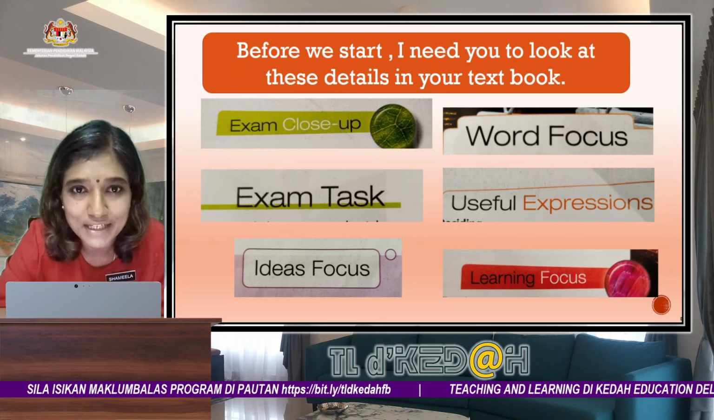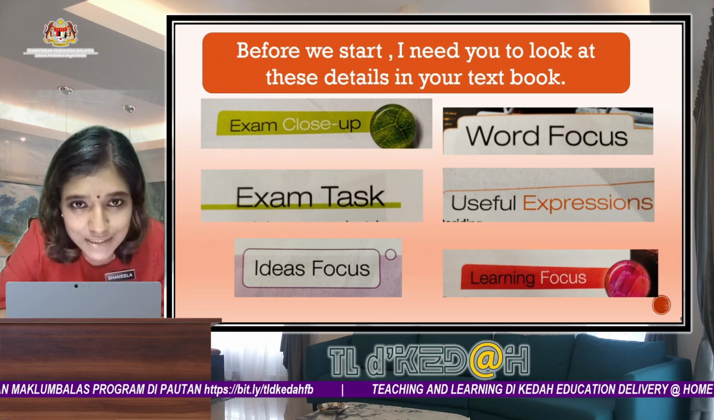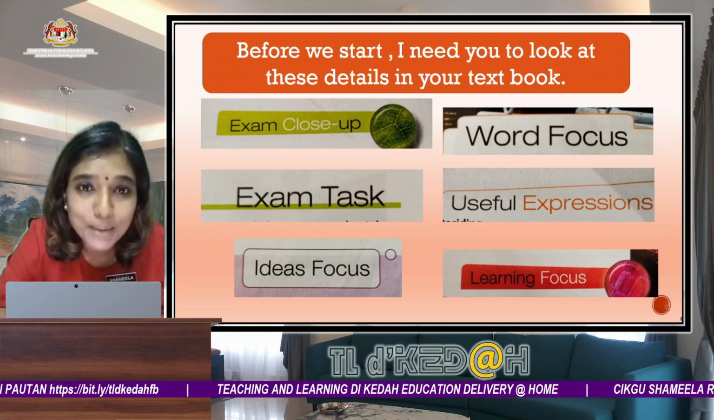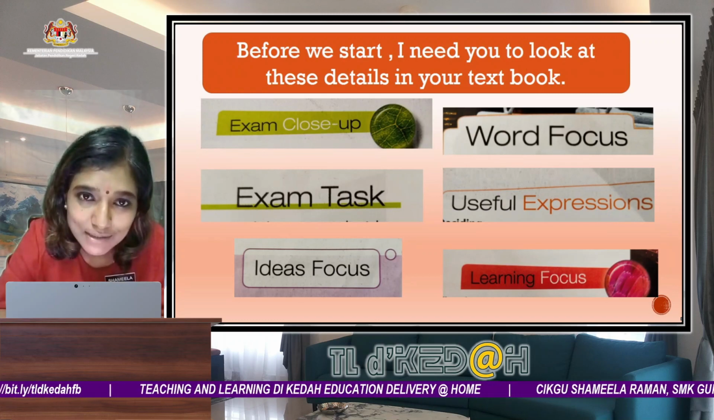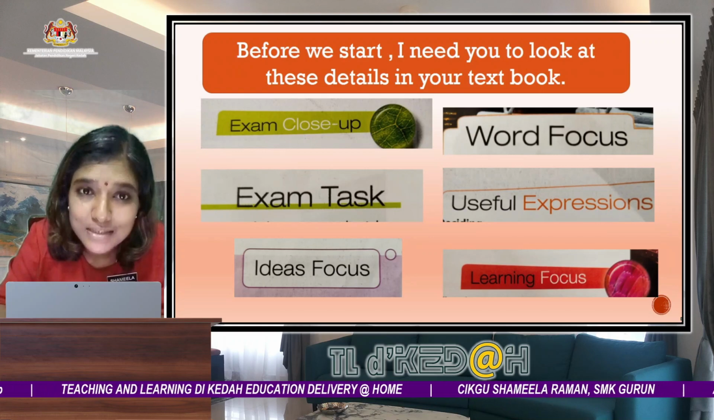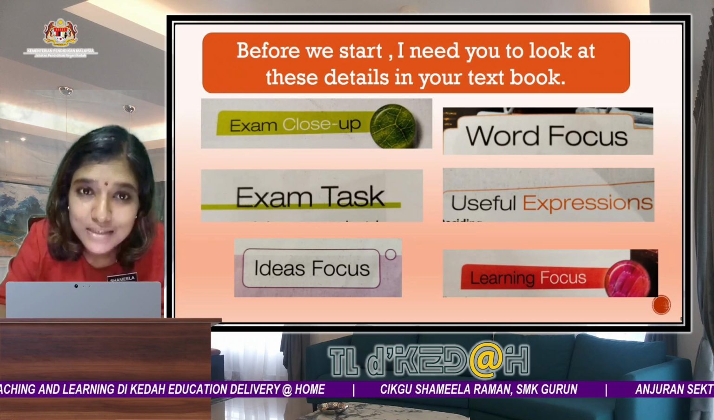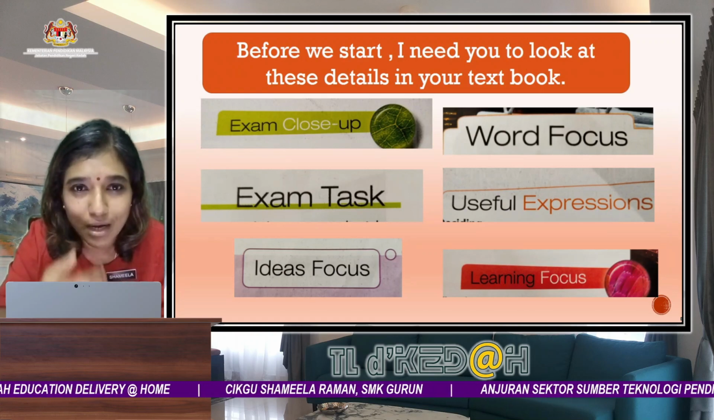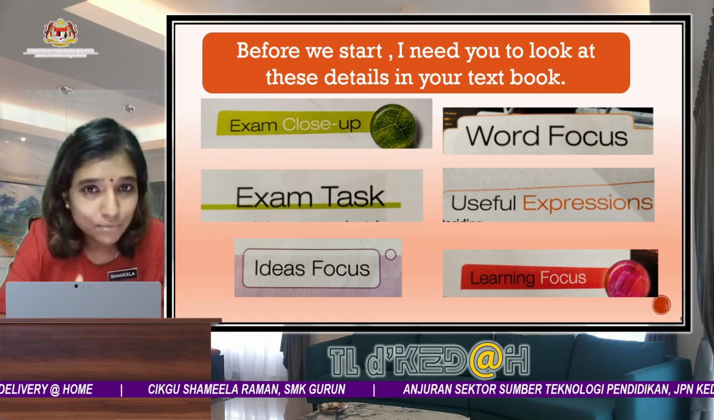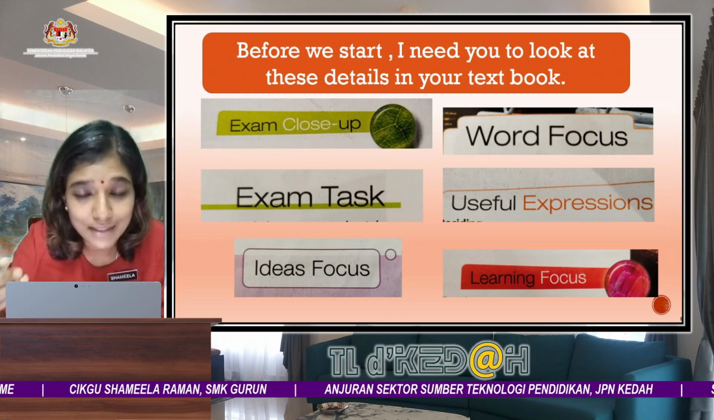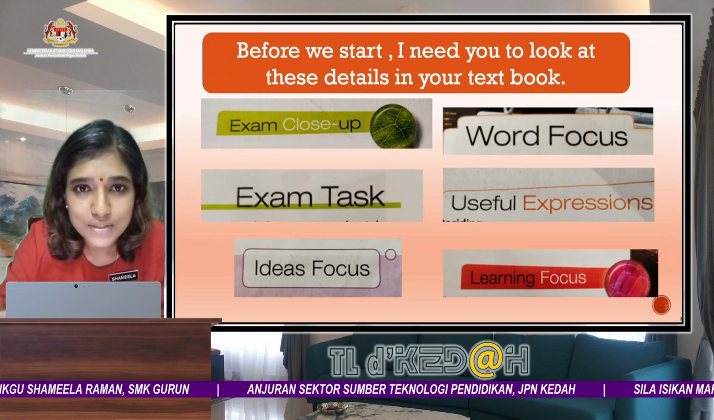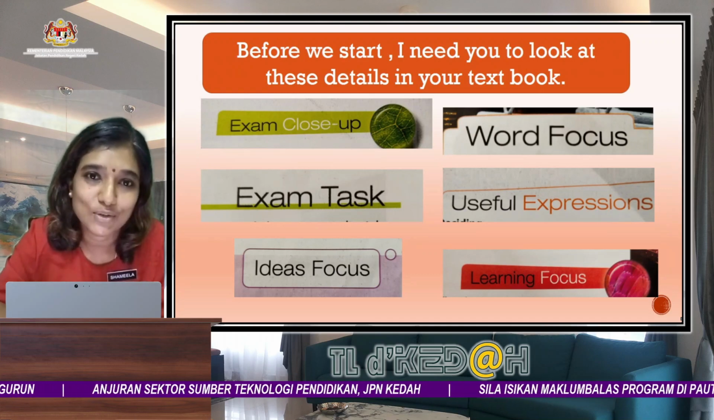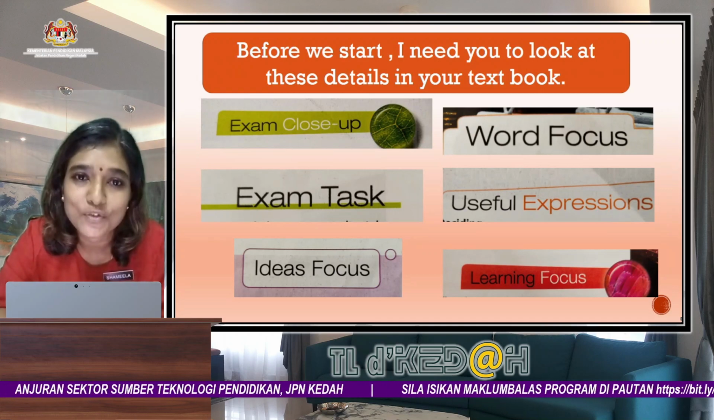I like this one: Useful Expressions. This is very important and very helpful, especially for your speaking and your writing. They have starter sentences, just like starting the engine. Sometimes you have the ideas, but you don't know how to start, even in writing and speaking. Useful expressions are very helpful. It gives you a few samples that you can use in your writing or speaking.